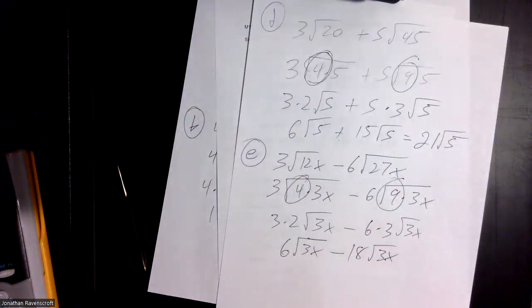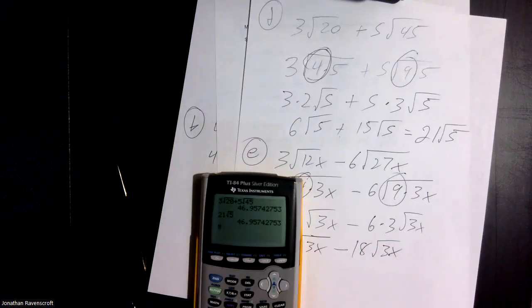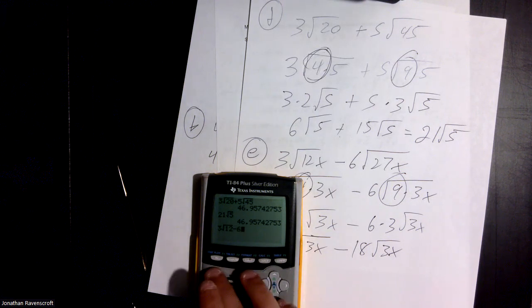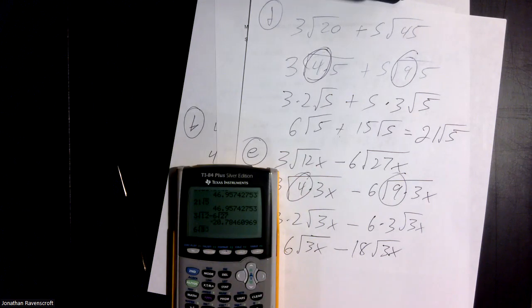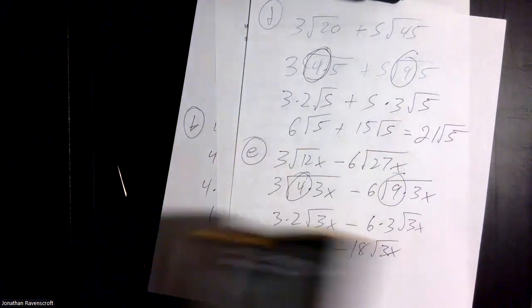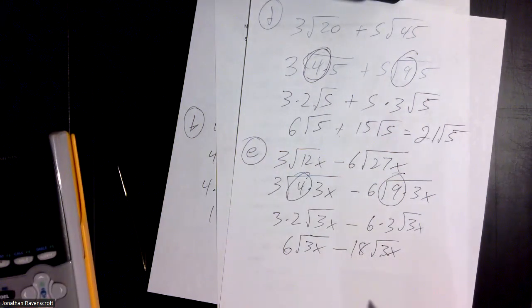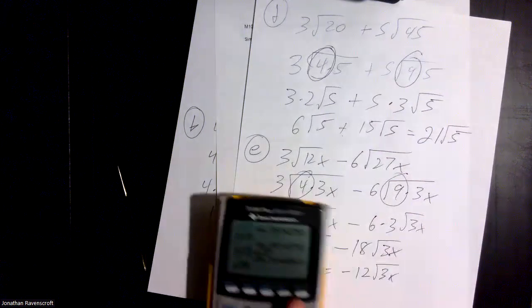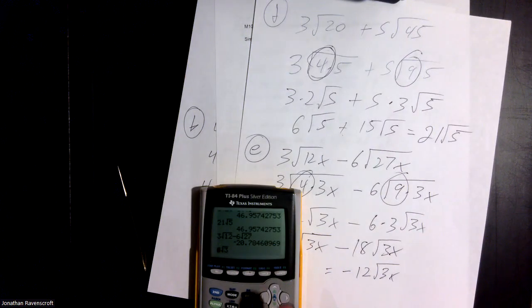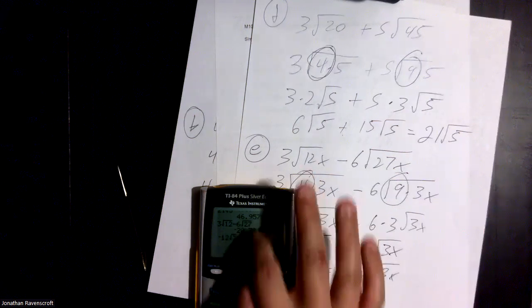Again, you can check your answer so long as you leave off the x. 3 square root of 12 minus 6 square root of 27, and this is 6 square root of 3. No, I'm not done with the problem yet. We still have to simplify this. This is negative 12 square root of 3x. Now we can check. Negative 12 square root of 3. There we go. Looks like I did it right.